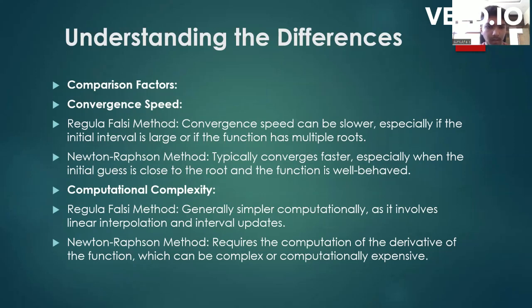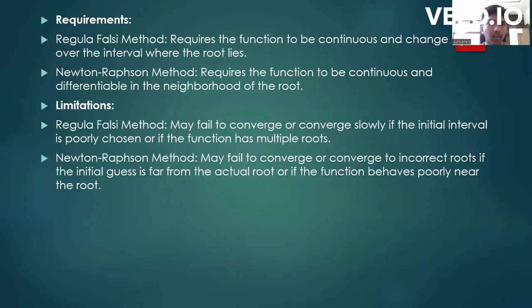Computational complexity. Regula falsi method is generally simpler computationally as it involves linear interpolation and interval updates. Newton-Raphson method requires computation of the derivative of the function, which can be complex or computationally expensive.